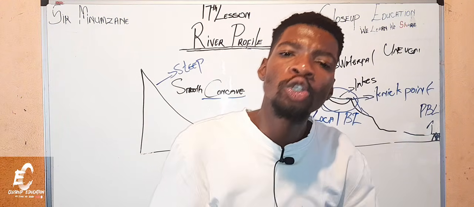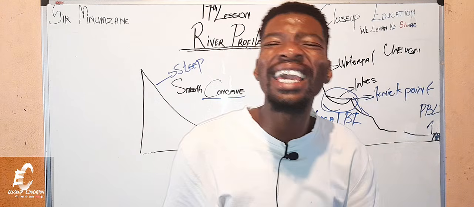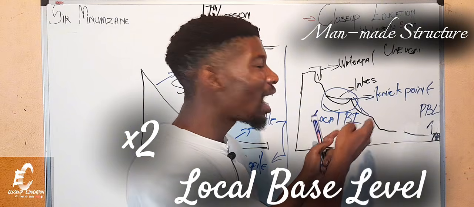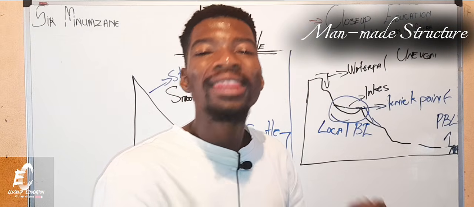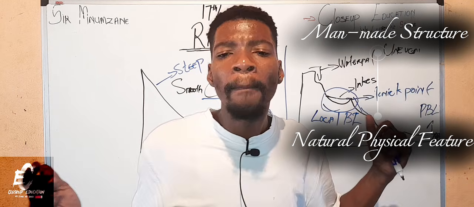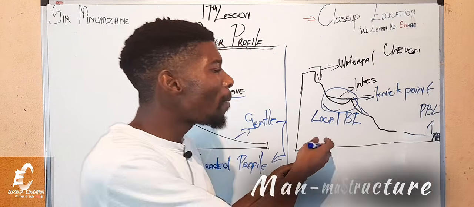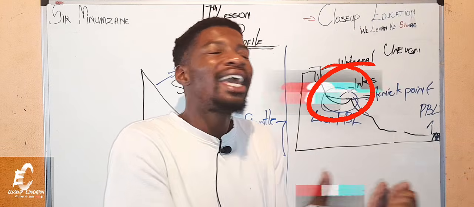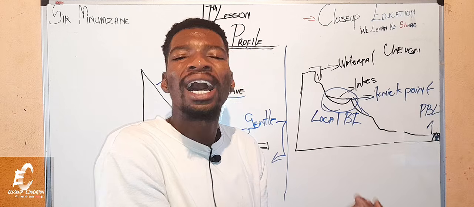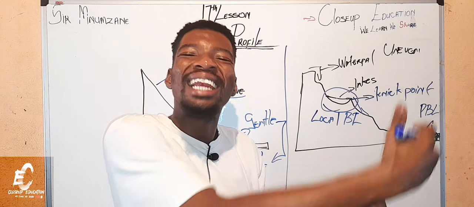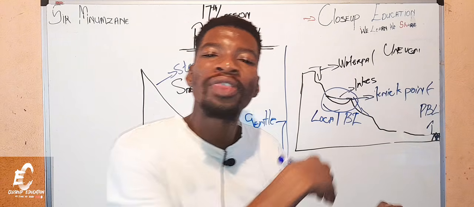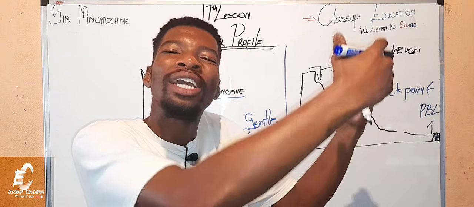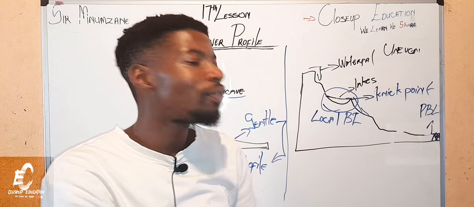All right, guys. The local base level can be one of two kinds. It can be a human-made local base level, or a natural base level. A human-made one is usually a dam. A dam obviously does what? It stores the water and delays further erosion, the further movement of that water.